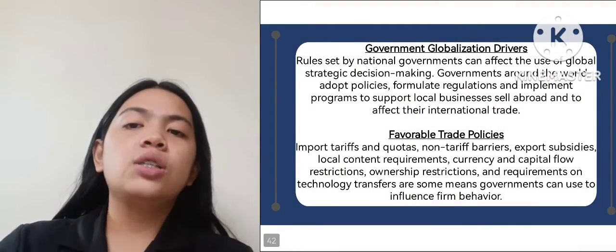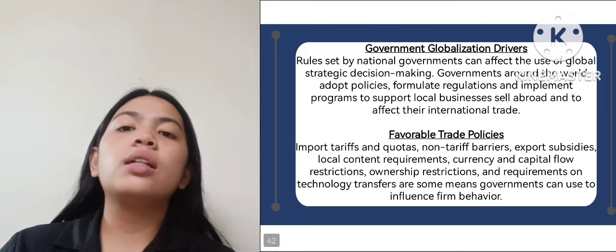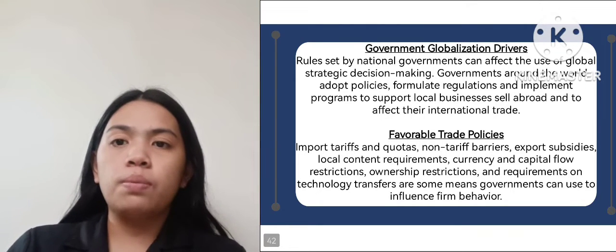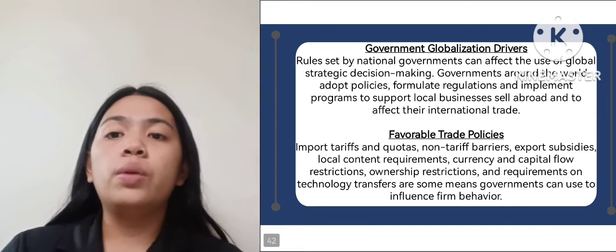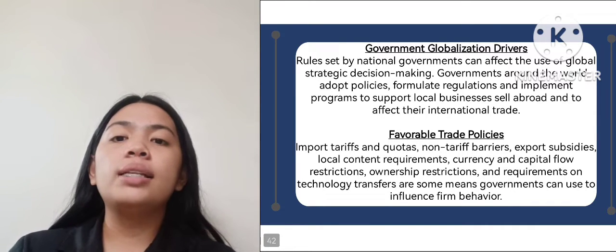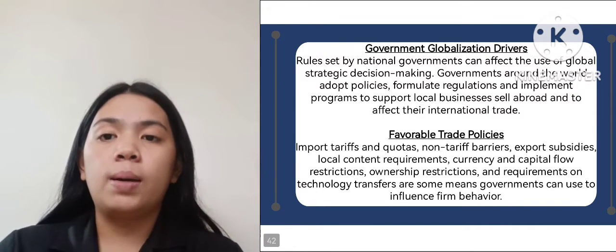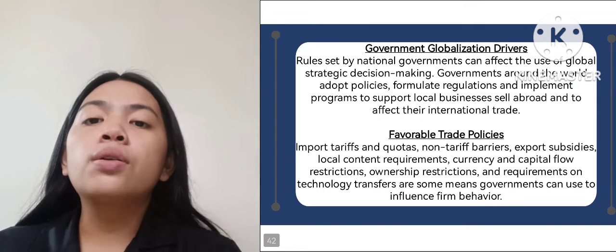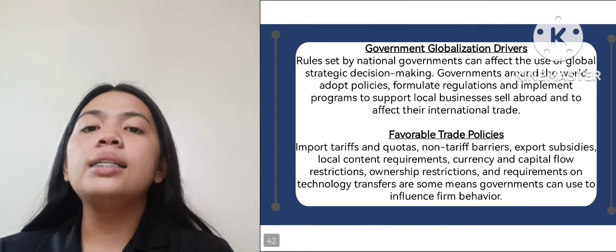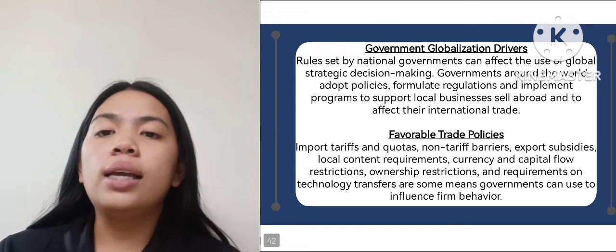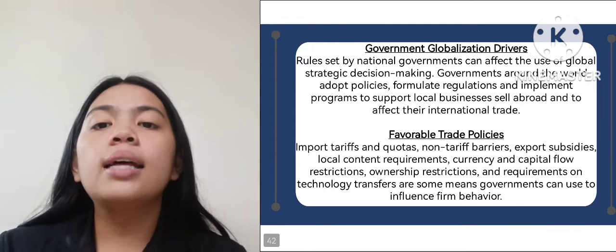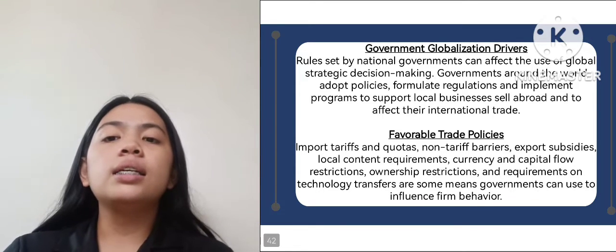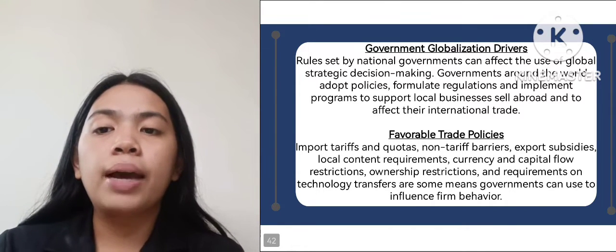Government globalization drivers. Rules set by national governments can affect the use of global strategic decision making. Governments around the world adopt policies, formulate regulations, and implement programs that shape international trade. Policies, technical standards, and regulations affect all other elements of global strategy and are thus important in shaping an industry's globally competitive environment.